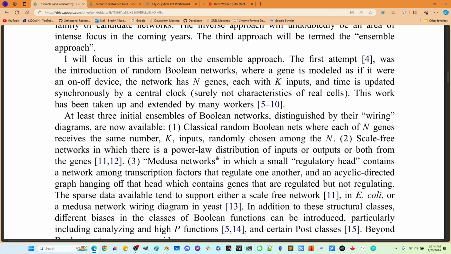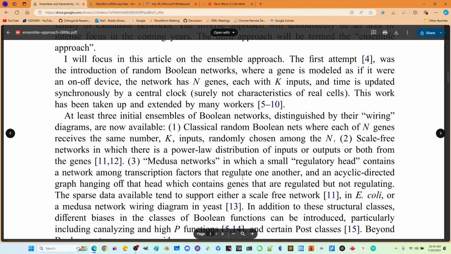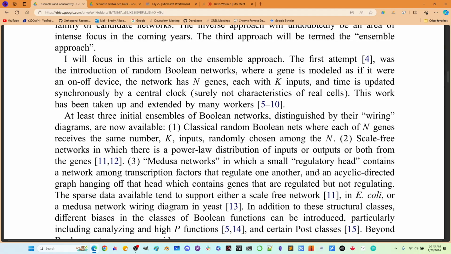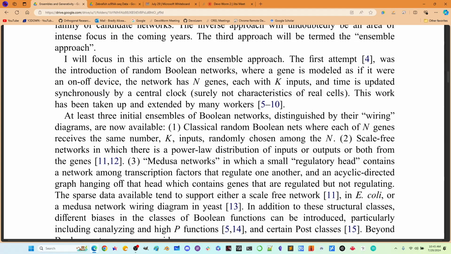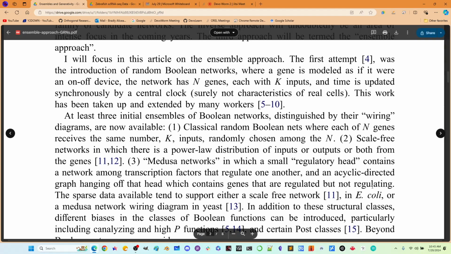Then we have these Medusa networks, in which a small regulatory head, maybe 1 or 2 units that are regulatory, contains a network among transcription factors that regulate one another, and an acyclic directed graph hanging off that head, which contains genes that are regulated but not regulating. So you have genes that are regulating each other in these small modules, you have a head or a couple of heads that do the regulating of these modules, and it's kind of a very highly modular network.